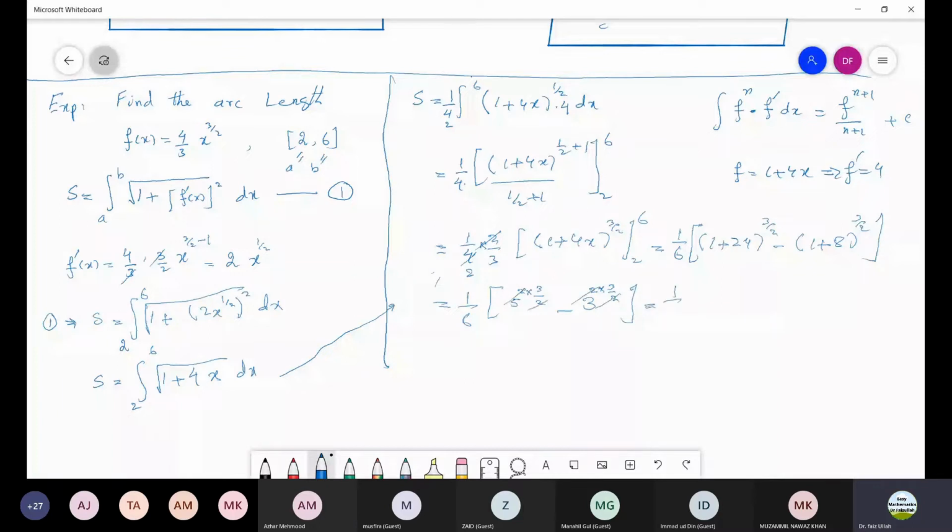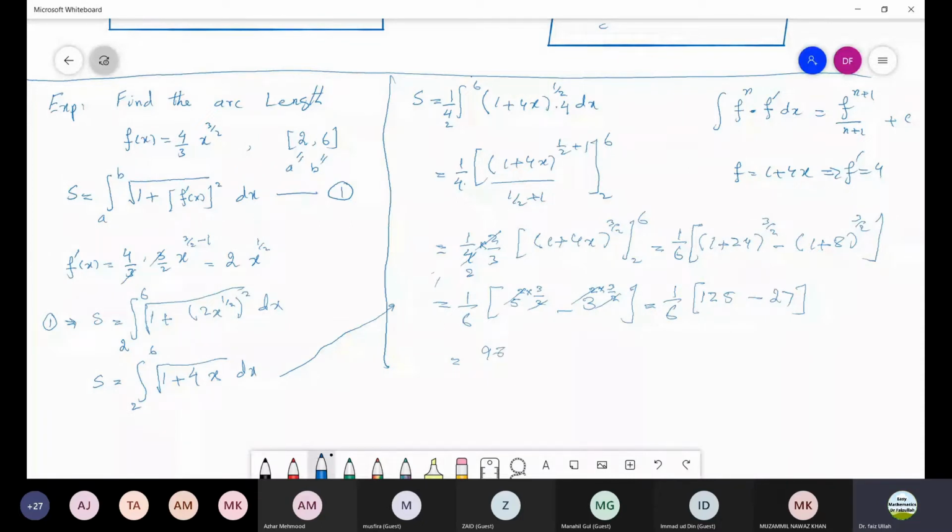Now I have 5 power 3. So what is 5 power 3? That is 125 minus. I have 3 power 3. That is 27. And now let us subtract 27 from 125. So if I subtract it, I get 97. I think 5, 6, 7. So I get 98. I think that is 98.